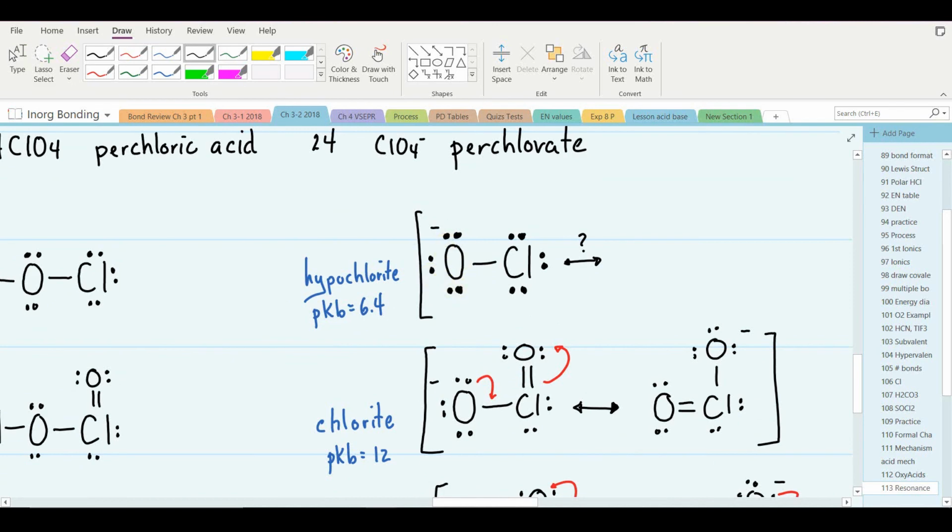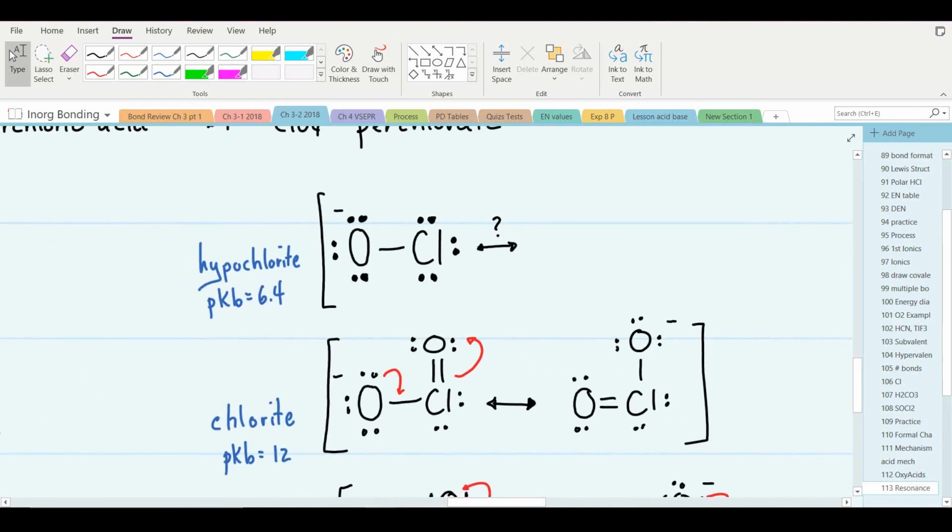Now you say, well, are there any other possible resonance structures we could draw here? What about the possibility of this? What if one of these non-bonded pairs of electrons came down here? What would that form? Let's try it out. It would form oxygen with a double bond and be neutral. What happens to the chlorine then? Well, how many electrons does chlorine own? 2, 4, 6, 7, 8. So chlorine is now -1. Yes, that is possibly another resonance structure.